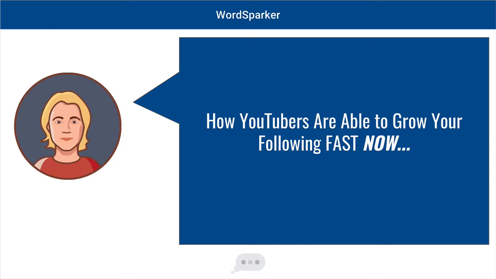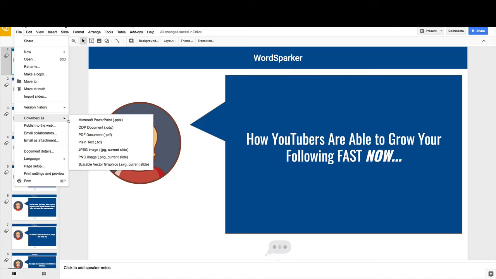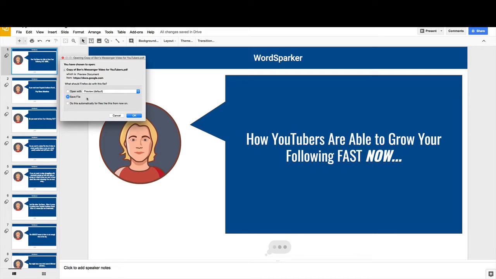So let's do this. As I mentioned, the very first step is I want to save this as a PDF document. So I'm going to go here and go to download as. And you see right here, it says PDF document. So I'm going to go ahead and click that. And then I can save that file. So I'm going to go ahead and save it.